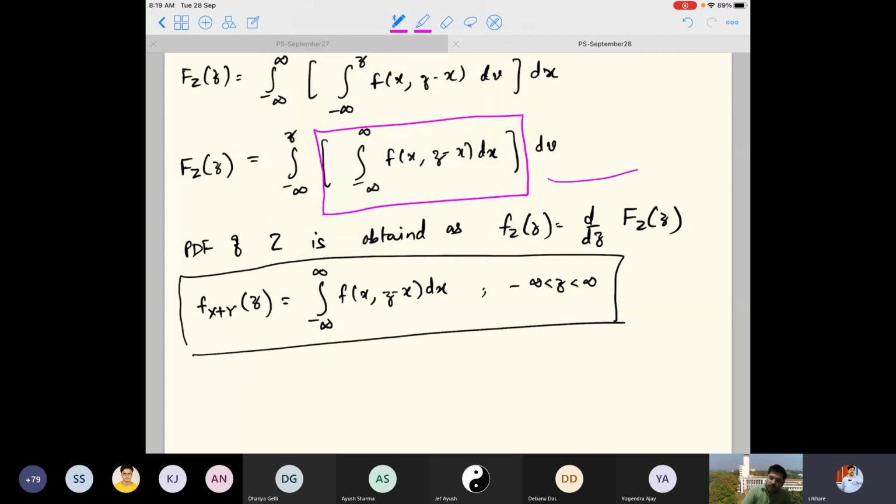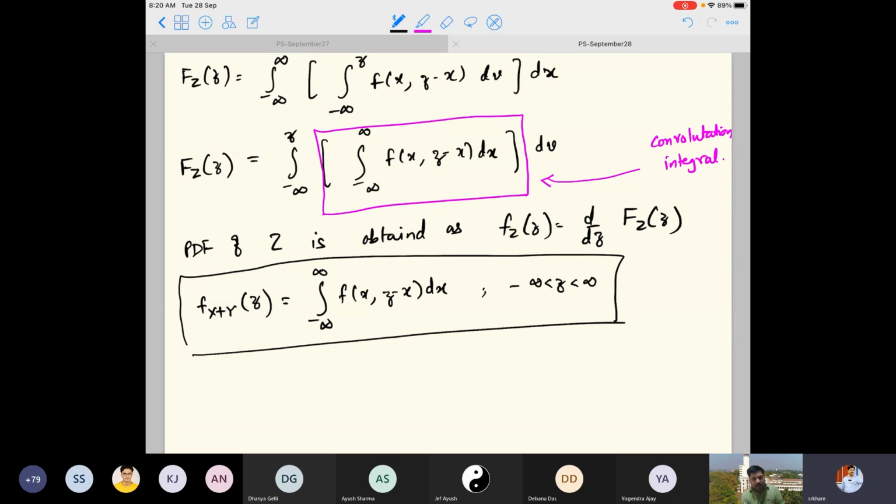So in the case of a discrete random vector, if you remember, you had gotten something similar to this integral, except that there was a summation in place of the integral. So that was the convolution sum. This is called the convolution integral. So this integral f_X(x) f_Y(z minus x) dx is called the convolution integral. So this is how you compute the PDF of X plus Y.